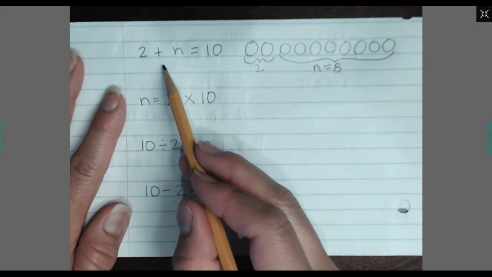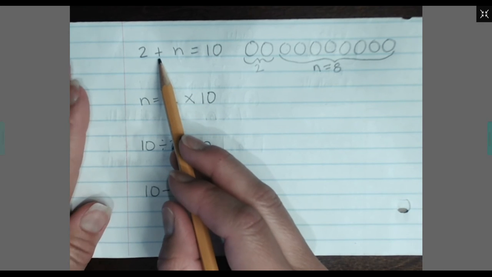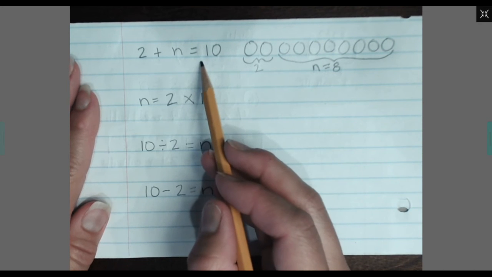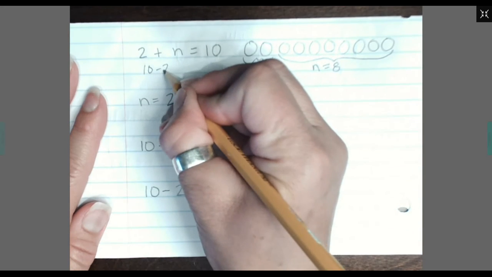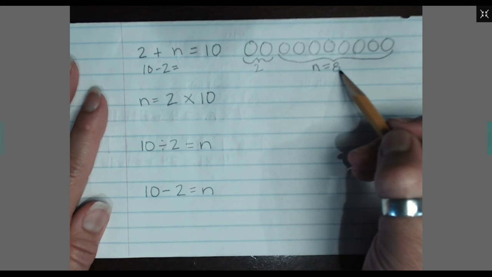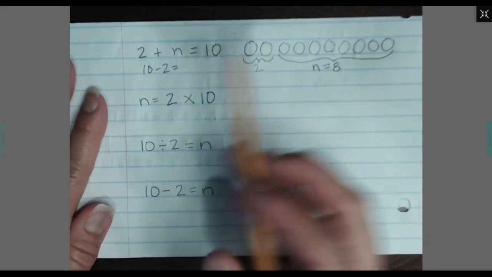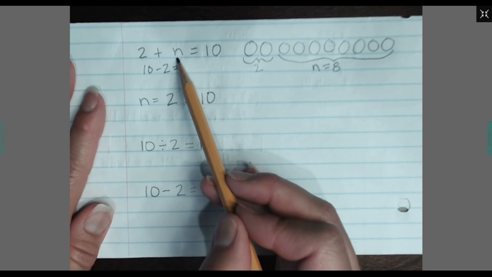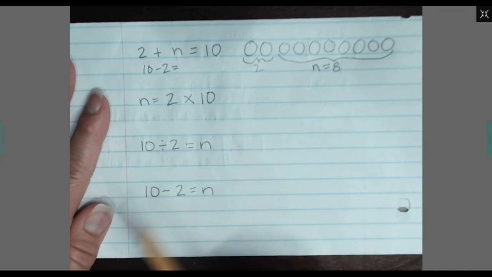So I could use the inverse operation of addition to solve, which would be subtraction. So 10 minus 2 would give me my n. And I solved right there using a picture. So that is what addition means. I have a number, counting up, adding up until I get that. And I could also use subtraction to help me solve.